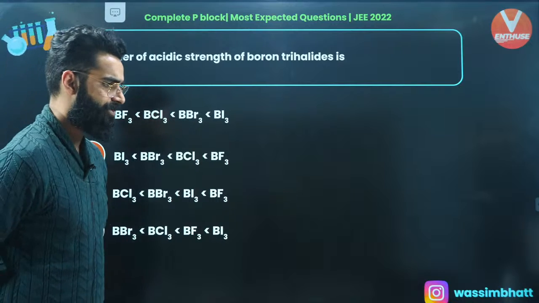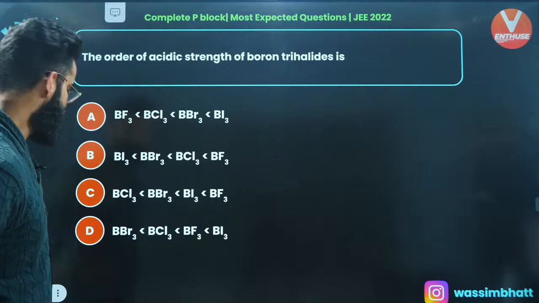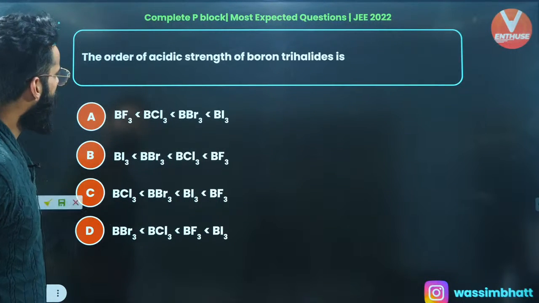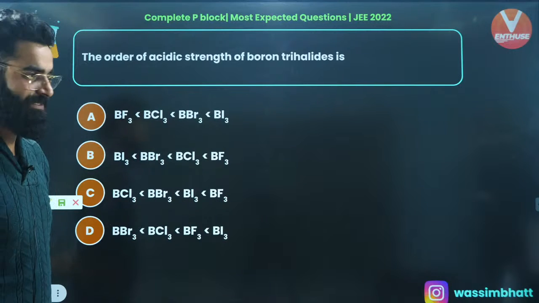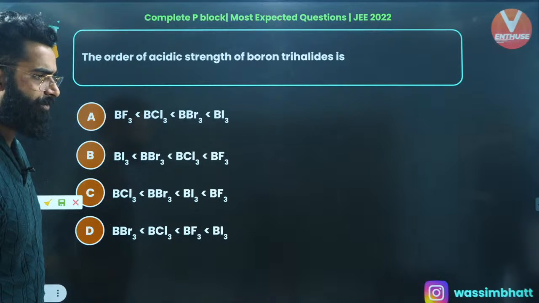This is again a common question in which the majority of students make a mistake, right? The order of acidic strength of boron trihalides. Order of acidic strength of boron trihalides. What do you think?